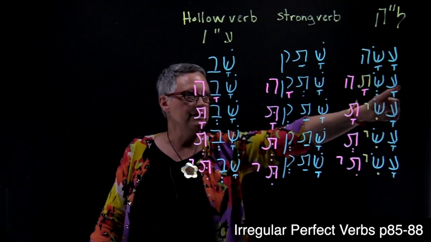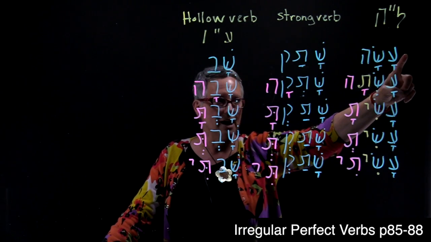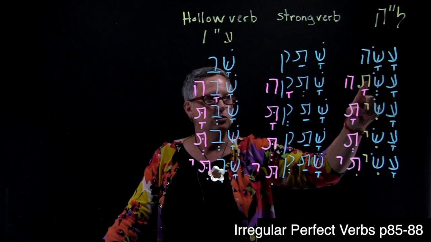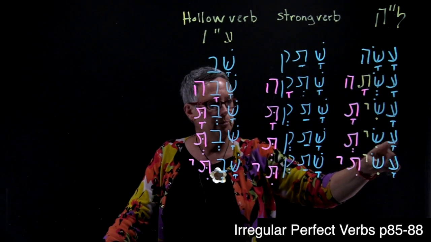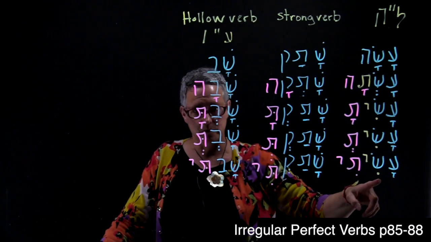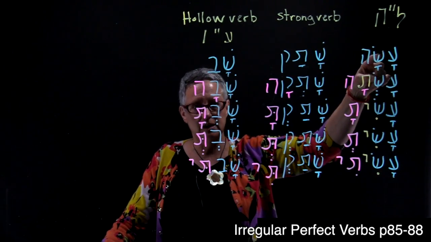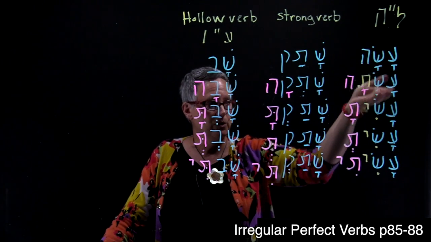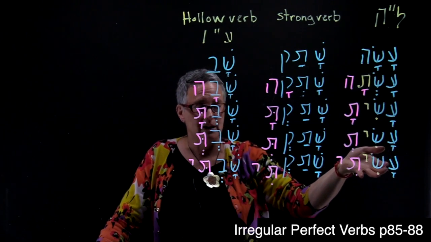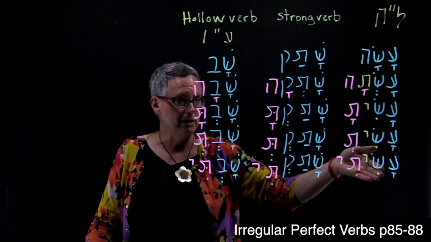Because as you can see with the word asa, there are only two root letters that appear in most of the forms of this verb. The third masculine singular shows them all, but there's one missing here. So we'll give you a way to figure out which letter is missing.